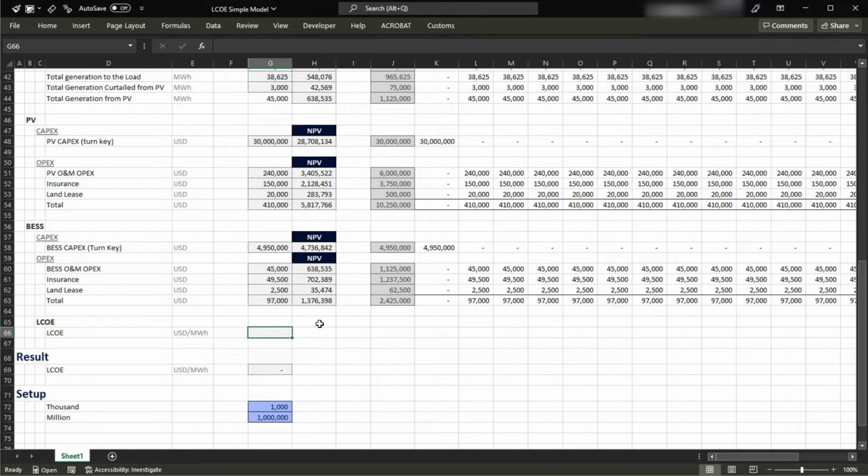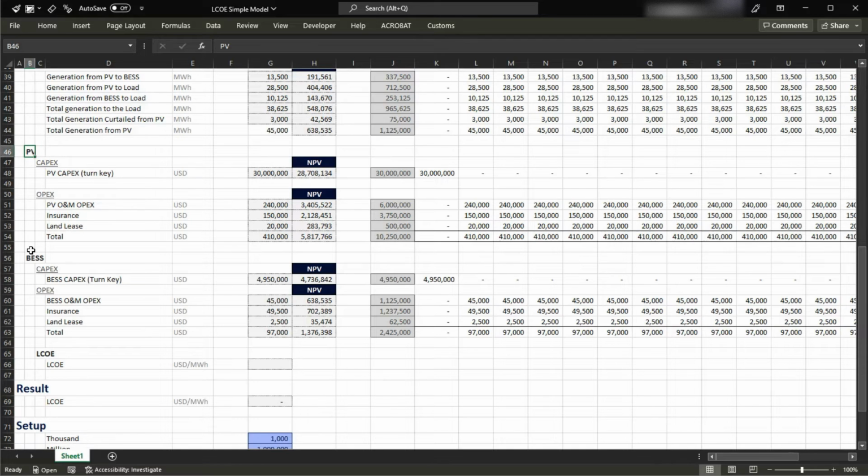Because now we have not only the PV but also the battery, we can calculate the levelized cost of electricity for the PV only. We can also calculate the levelized cost of electricity for the BESS, or the levelized cost of storage. And then we can calculate the combination of both: what's going to be the levelized cost of electricity to the end customer who will either purchase the system or buy the electricity, which I call the blended LCoE. So let's do this in this section here.